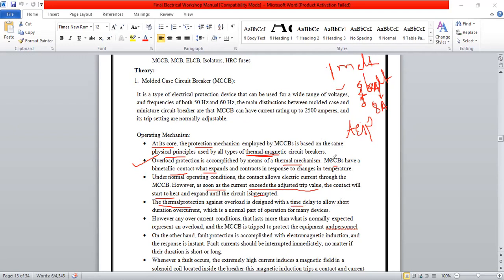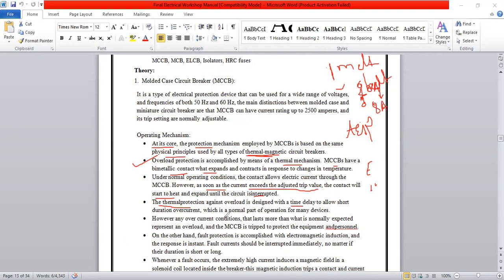By providing some time delay, that means if excess current flows through a circuit, it will be given some time. Suppose this time delay may be less than a second, or it may be some seconds, 20 seconds, 30 seconds, or sometimes even microseconds, because it depends upon that equipment. If there is a big transformer, we want to isolate it suddenly, so the time delay given is less, in microseconds also. The time delay allows short duration overcurrent, which is a normal part of the operation of many devices.